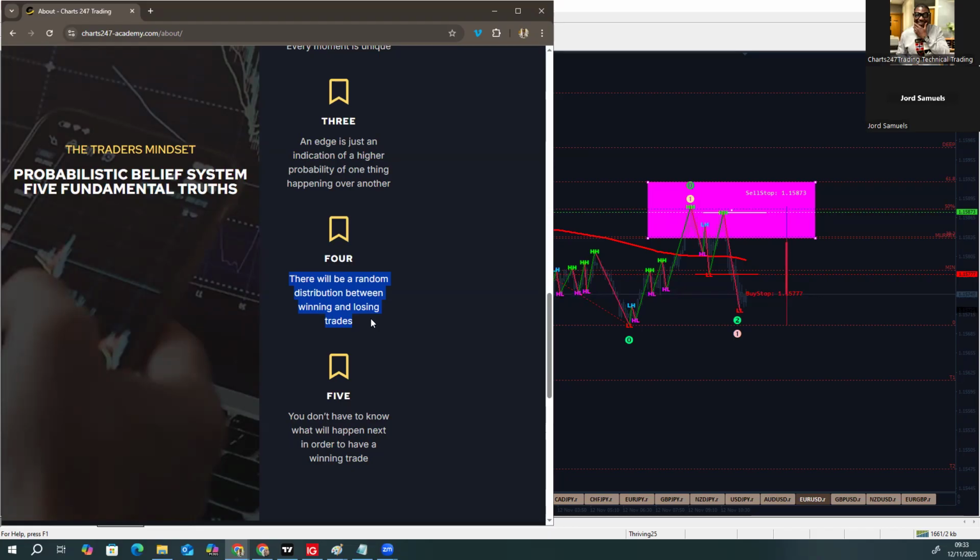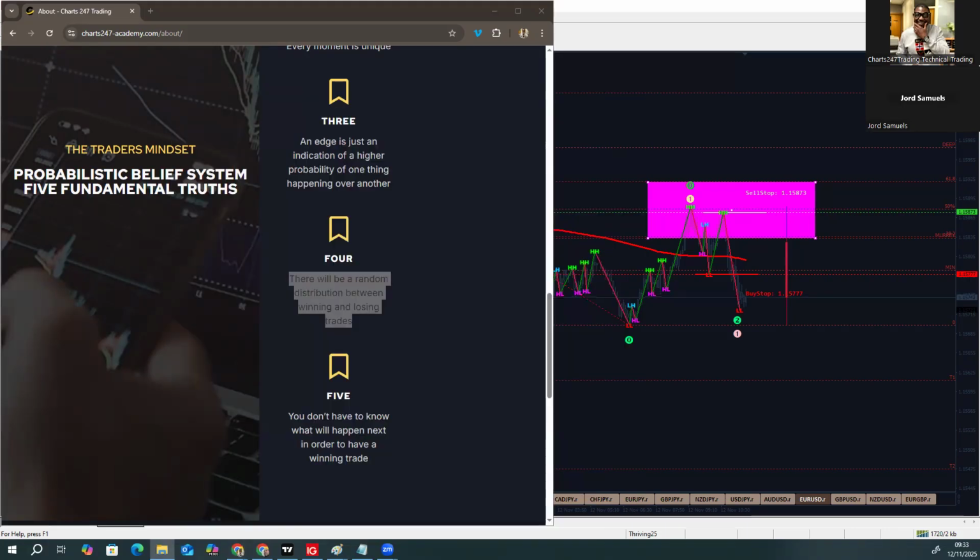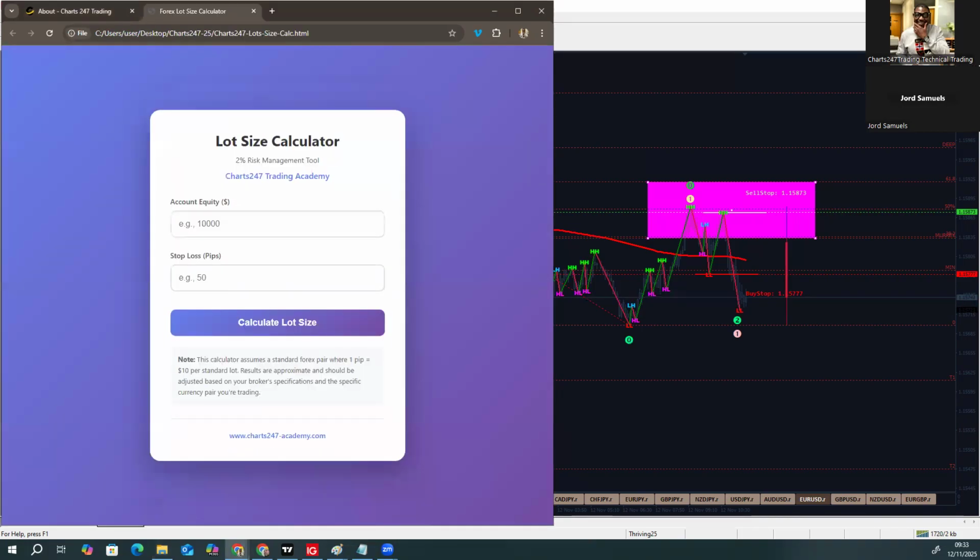Yeah, I get that. That is why you set your stop loss. That is why you accepted the risk. That is why you calculate your risk. Let me share the, where is it again? Desktop. Chart247. Let's bring out the lot size calculation. This is why you use your calculator.